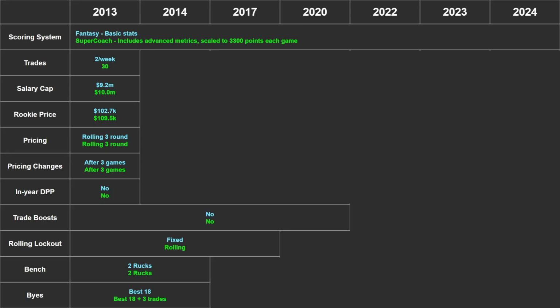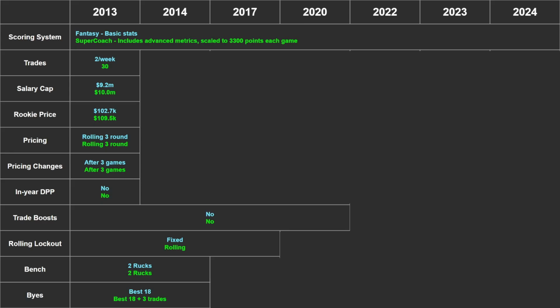Pricing in both games has changed, but in 2013 it was more or less the same, which as far as I can tell is that a player's price changed after 3 games, and that was based on the 3 games they had played. So for example, if a rookie started out, they would play round 1, no change, round 2, no change, and then in round 3 it would change in both formats. There's a few other things we're going to cover in this, such as in-year DPP changes, but in 2013, neither format had that. The trade boosts, which SuperCoach introduced, no one had that.